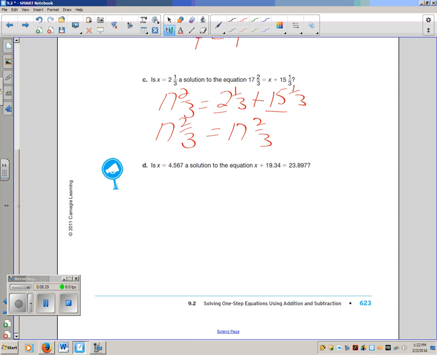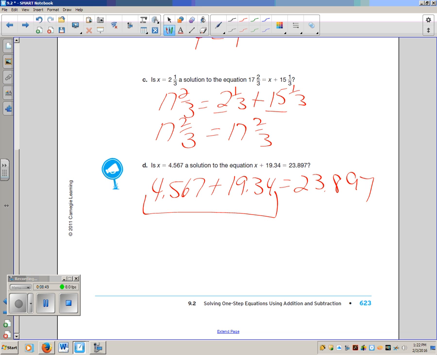Then the last one is, is 4 567 thousandths a solution to the equation? Substitute for x, 4.567 plus 19.34 equals 23.897. Solve this. I'm not giving you the answer on that one. Check it in the textbook when you get it finished.